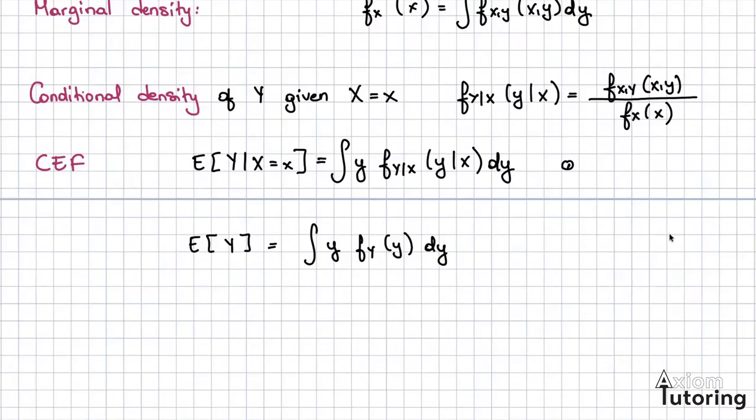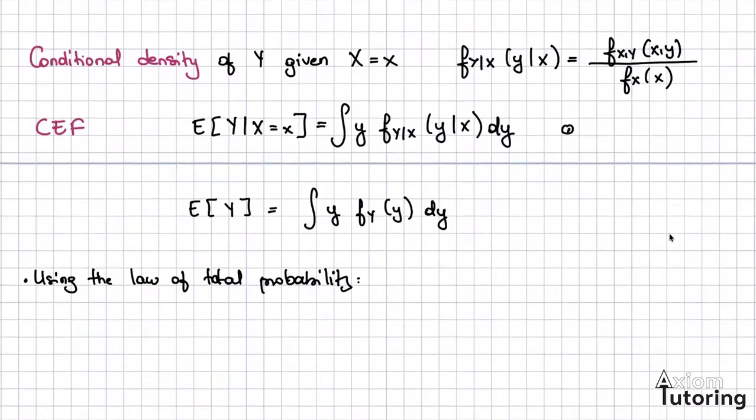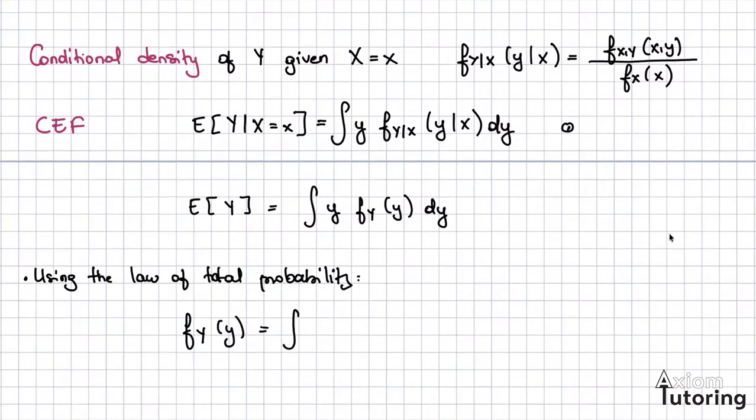Okay. Now, using the law of total probability, we can say that the marginal of y can be written in terms of the joint distribution. So here, using the law of total probability, we can write that f_Y(y) is equal to the integral, again, of the joint PDF f_XY(x, y) dx. Okay.